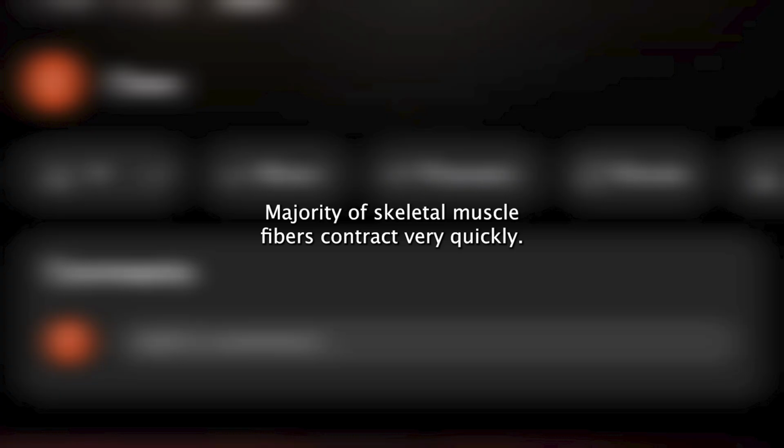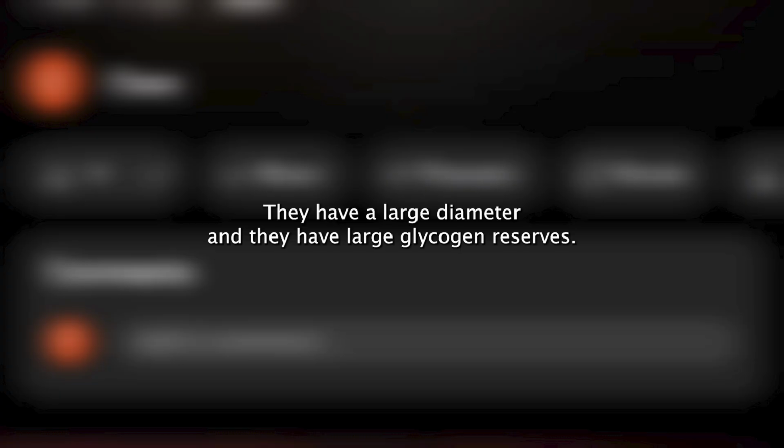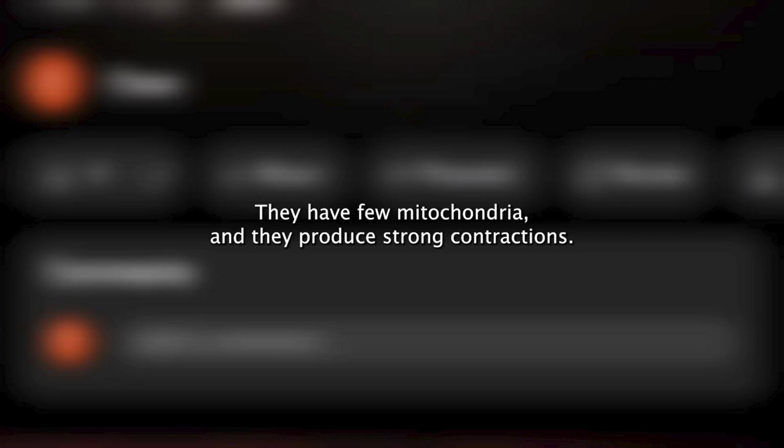There's 3 types of skeletal muscle fibers: fast fibers, slow fibers, and intermediate fibers. And special needs fibers. No, there's no special needs fibers. I just made that up. Fast fibers, the majority of skeletal muscle fibers, contract very quickly. They have a large diameter, and they have large glycogen reserves. They have few mitochondria, and they produce strong contractions but fatigue quickly.